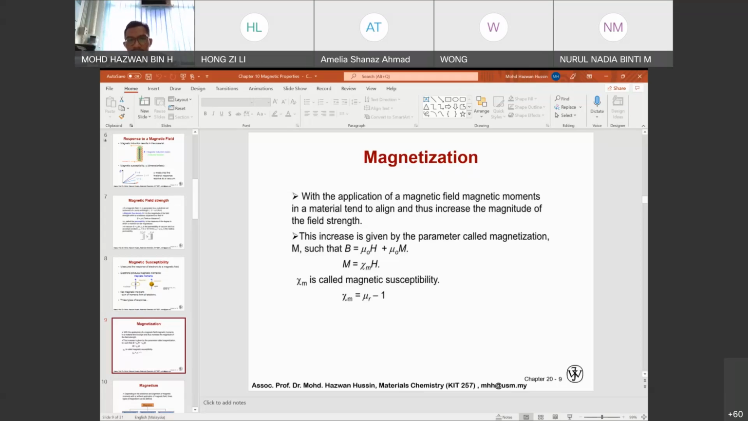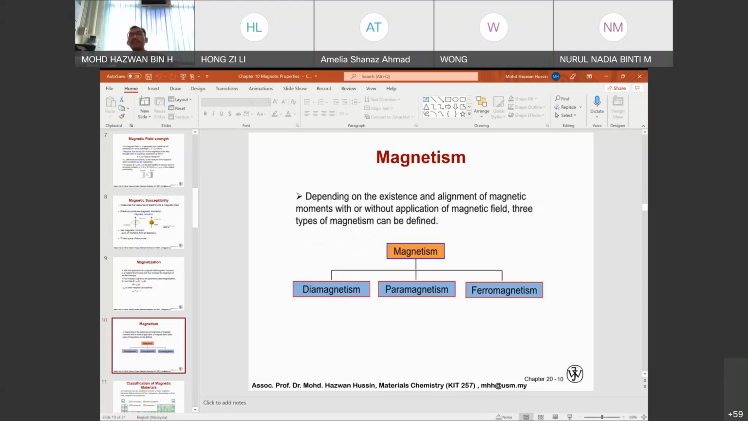Thus the increase is given by a parameter called magnetization M, which, if we relate it to the induction formula, gives B equal to mu naught multiplied by H plus mu naught multiplied by M. So M is the magnetization, which equals the magnetic susceptibility X multiplied by H. And magnetic susceptibility can be calculated as the relative permeability minus 1.